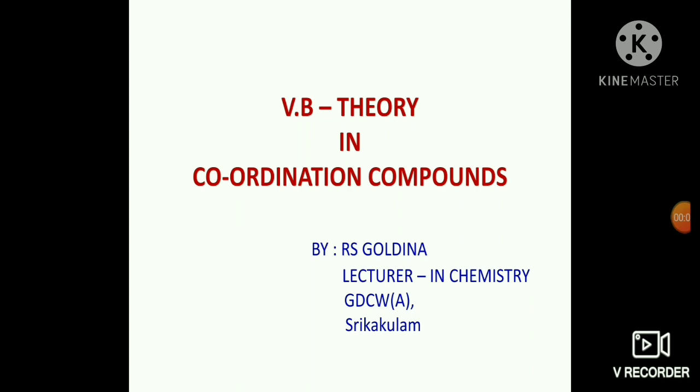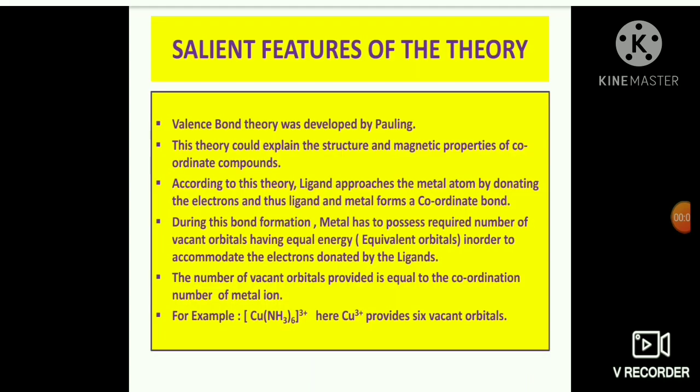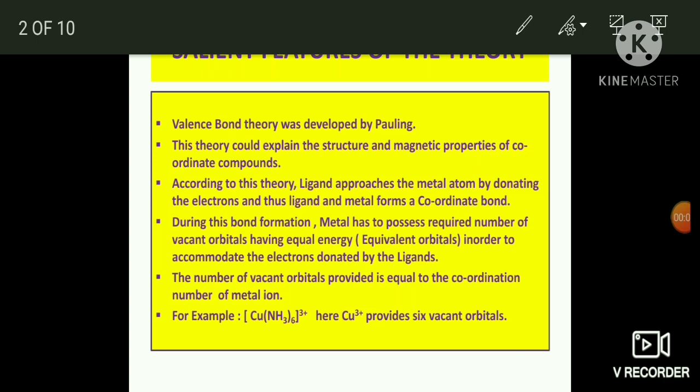Today's video is on valence bond theory from coordination chemistry. This theory was mainly developed by Linus Pauling. This was the simplest theory that could explain the structure and magnetic properties of various coordinate compounds. Every metal ion, when it forms a complex compound, undergoes formation of coordinate covalent bonds.